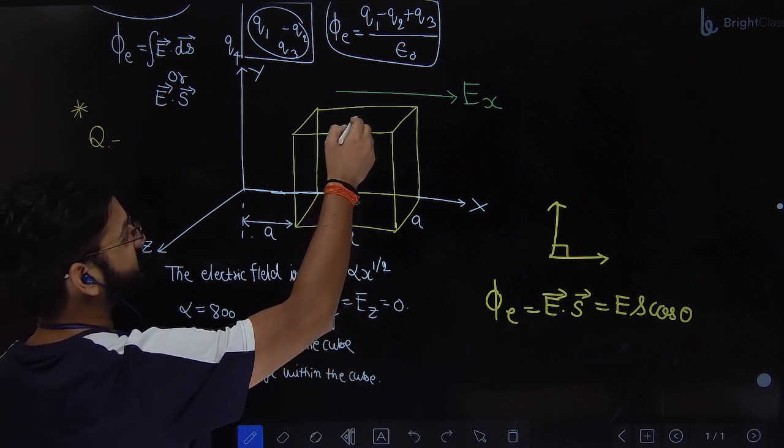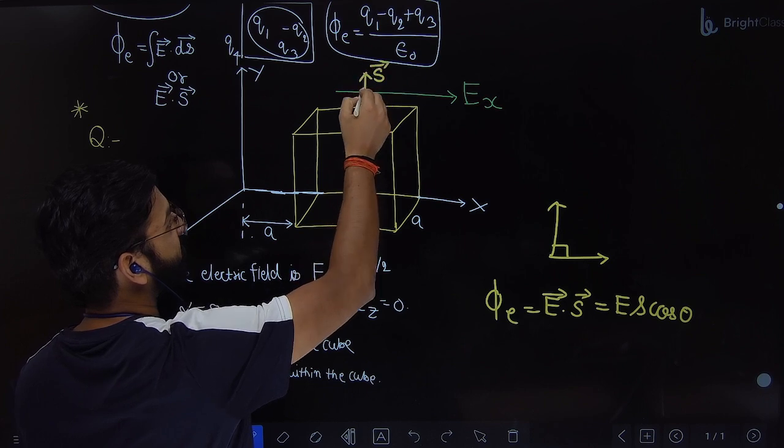So for the top surface, this is the area vector. Angle is 90 degrees.